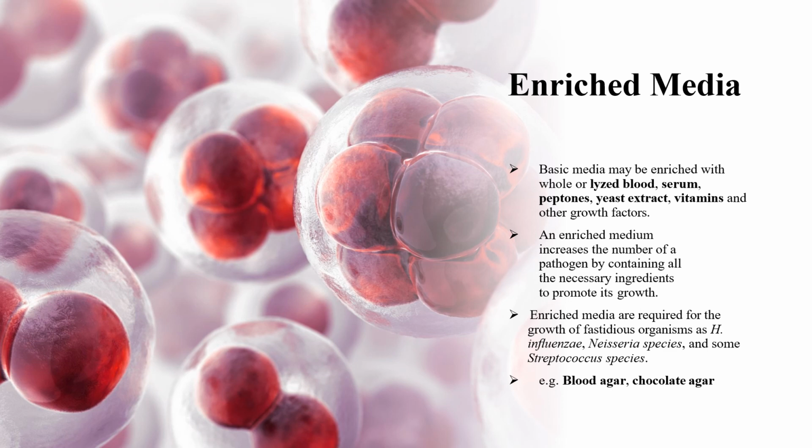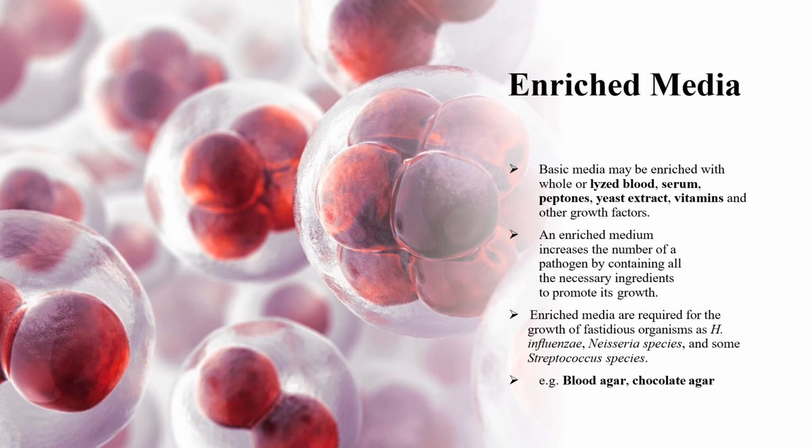Enriched media are particularly crucial for the cultivation of fastidious organisms that have specific nutritional needs. Fastidious organisms are those that require particular growth factors or nutrients that are not present in the basic media. Examples of such organisms include H. influenzae, Neisseria species, and certain Streptococcus species. These organisms often have complex nutritional requirements that necessitate the use of enriched media to support their growth.